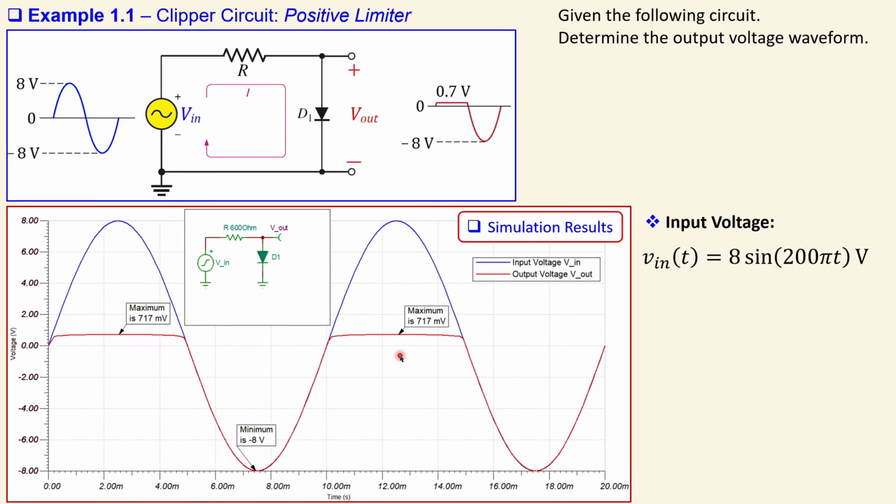Okay, now the input voltage is again given here, the sine wave, which has the frequency of 100 Hertz in this case. And the output voltage has the following maximum and minimum values, and they are very close to what we have just seen in our plot.